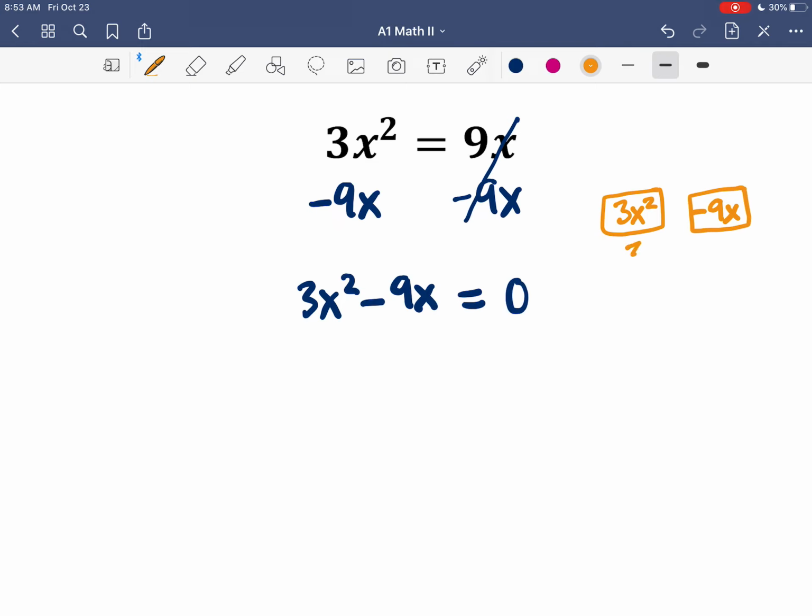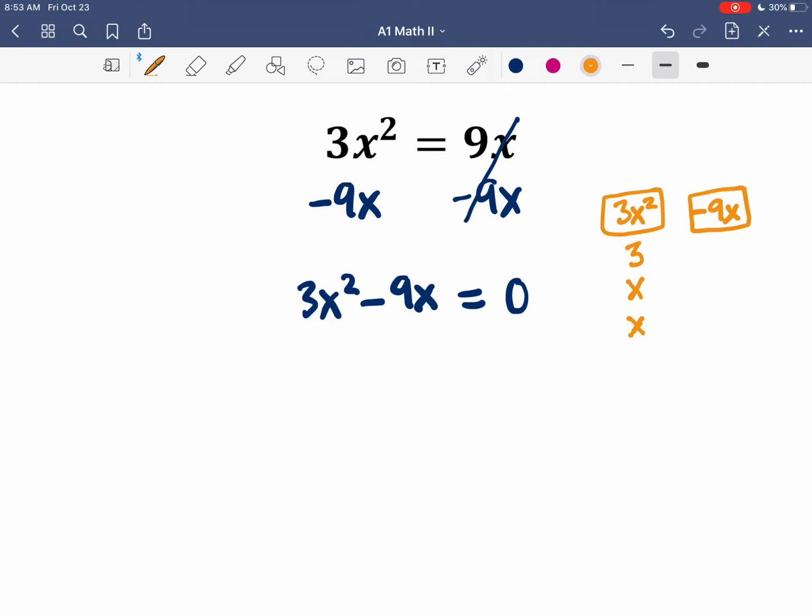And so we listed those factors underneath it. So I know 3 goes into 3x squared. I also know x goes into 3x squared. I also know another x goes into 3x squared, right? So that's all of the things that go into 3x squared.